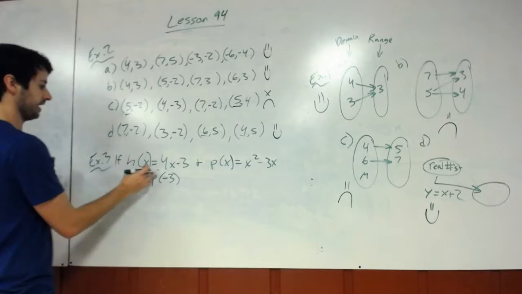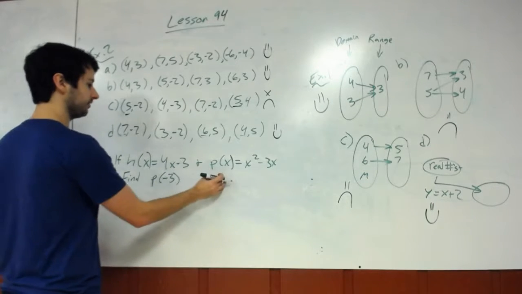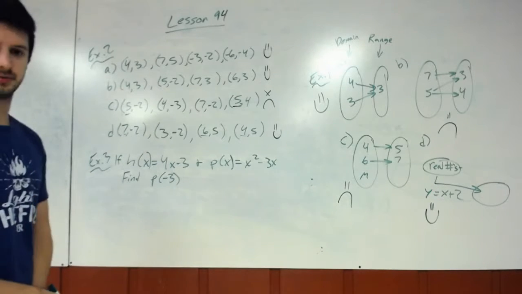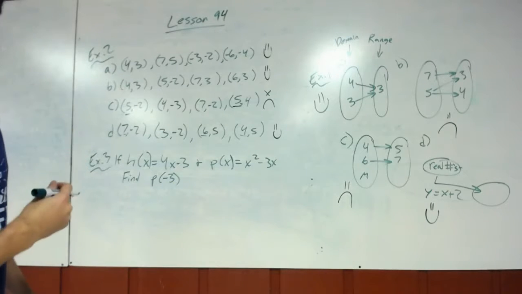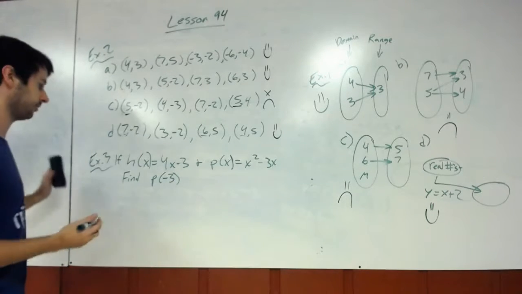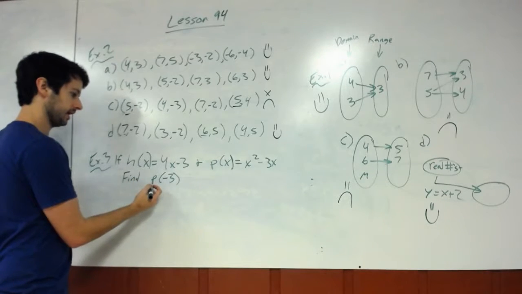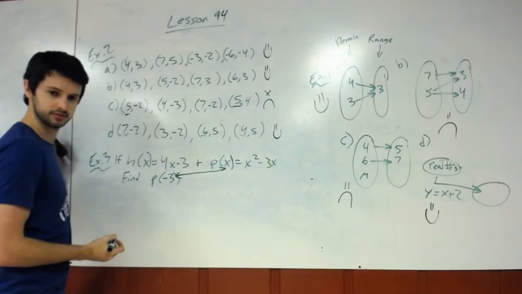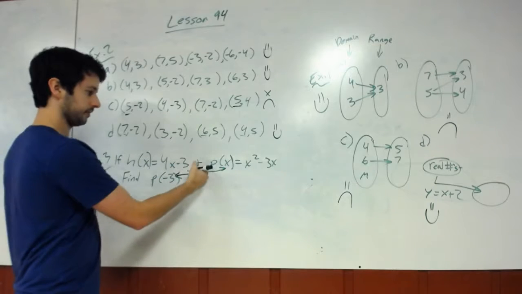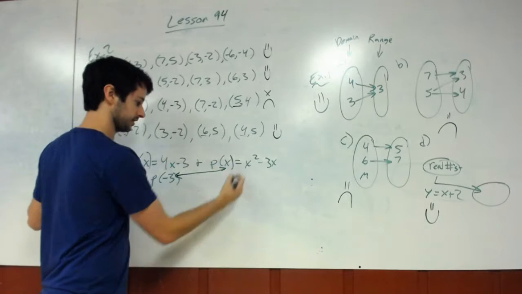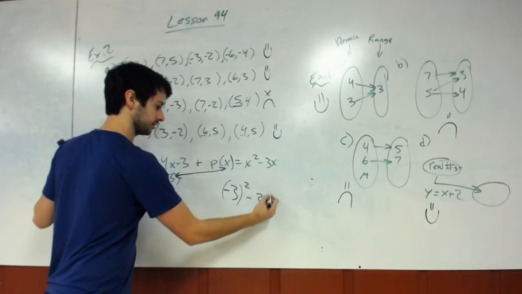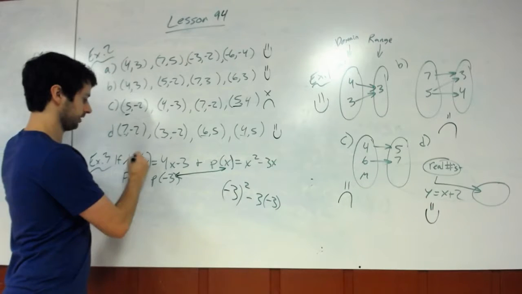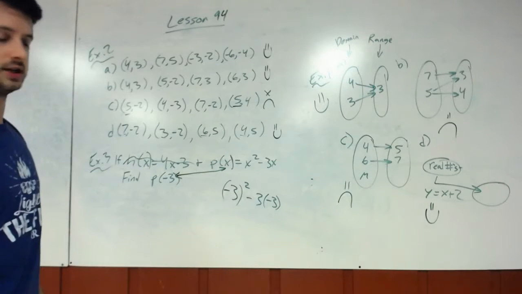It says if h of x equals 4x minus 3 and p of x equals x squared minus 3x, find p of negative 3. Well, what does that mean? How do we do that? If it says p of negative 3, it's just telling me what my x is. It's negative 3. So now for my equation of p of x, I can plug in negative 3 squared minus 3 times negative 3. I cannot do it for h of x, so we're going to ignore this one because it didn't give us what h of x is.